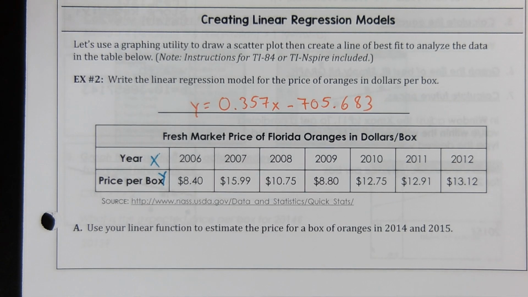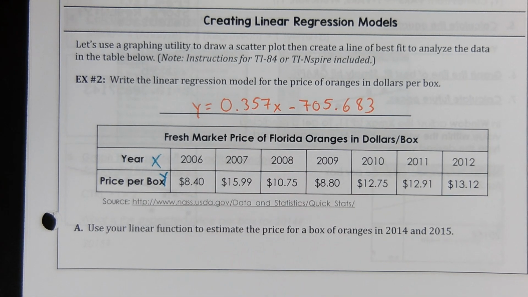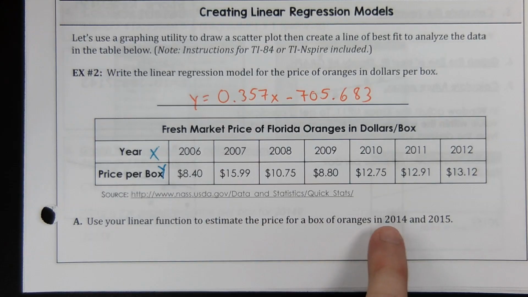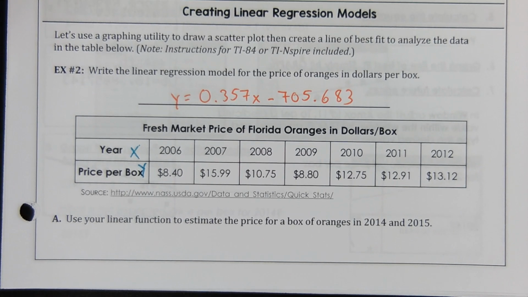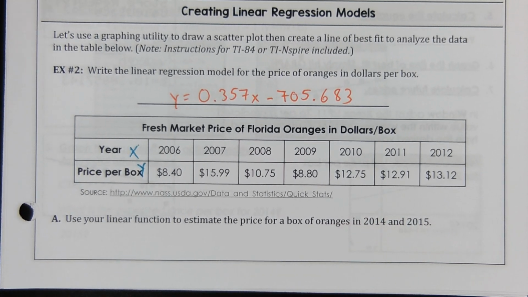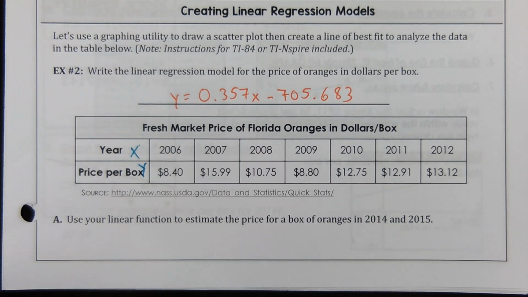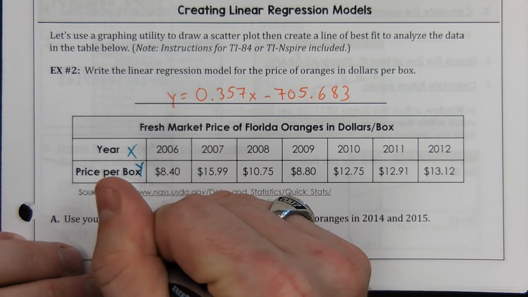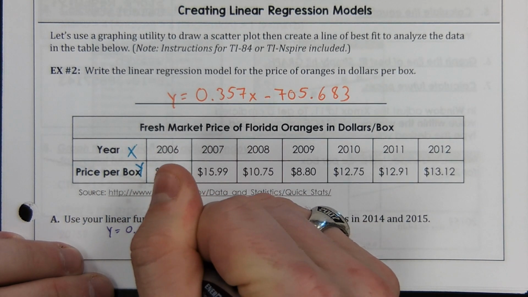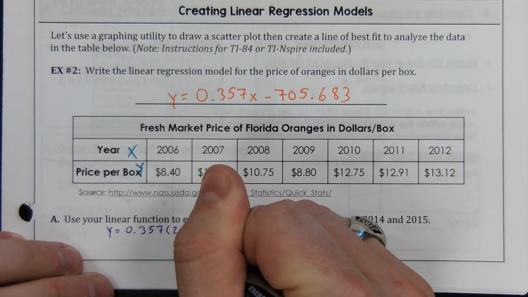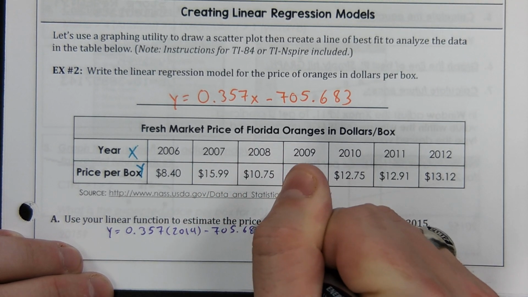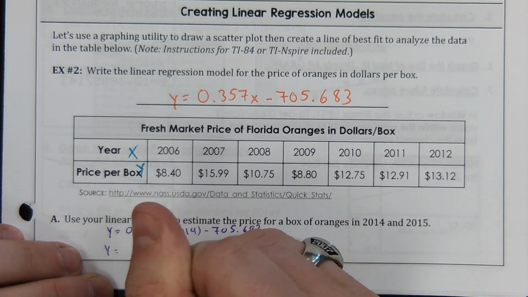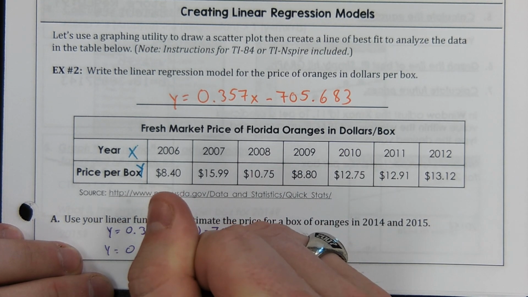Now, here's what we're going to do. We're going to use this equation to estimate the price of a box of oranges in 2014 and 2015. Cool with that? How are we going to do that? These are X values. We're just going to plug them in. That's it. So 0.357 times 2014 minus 705.683. And we'll do it again, but with the number 2015.